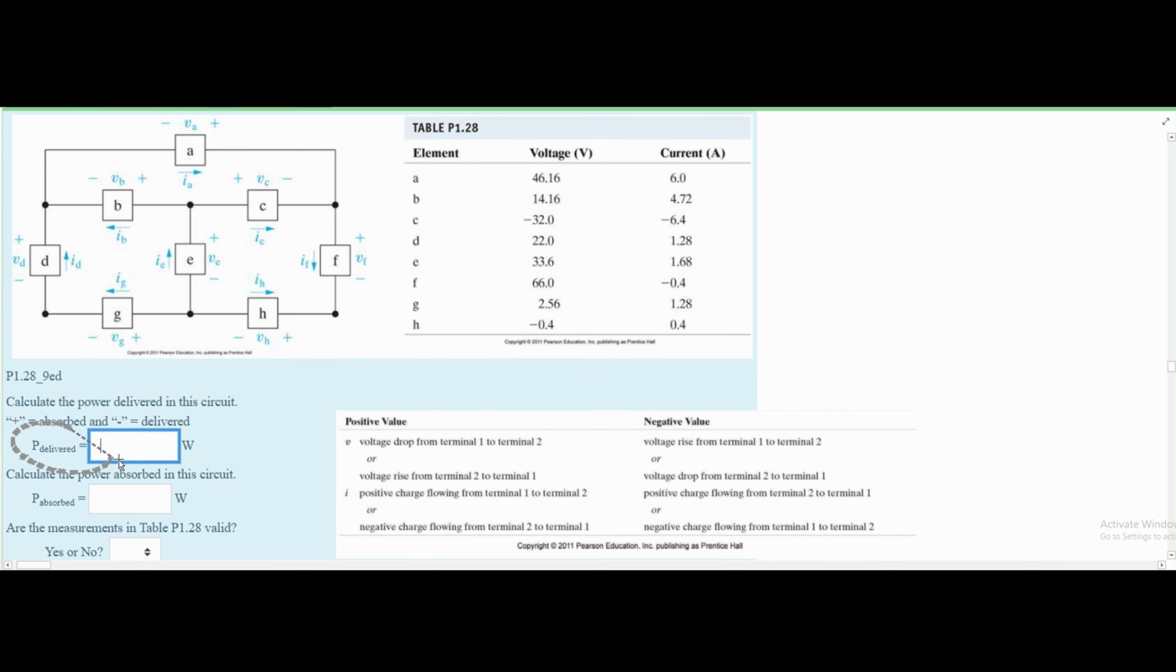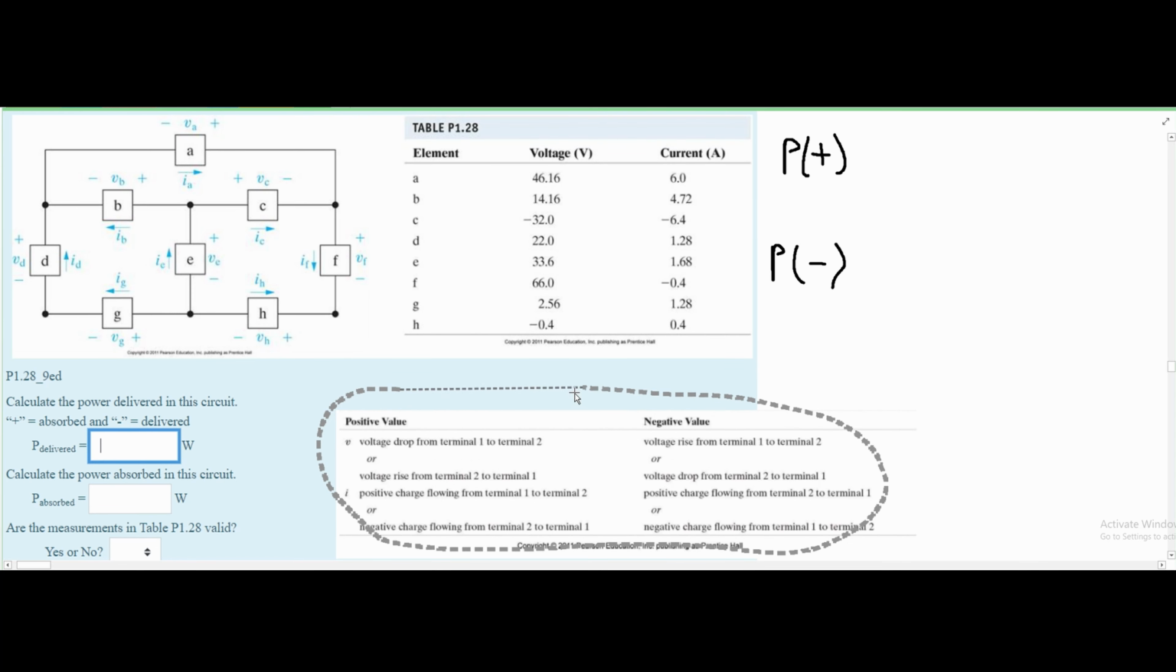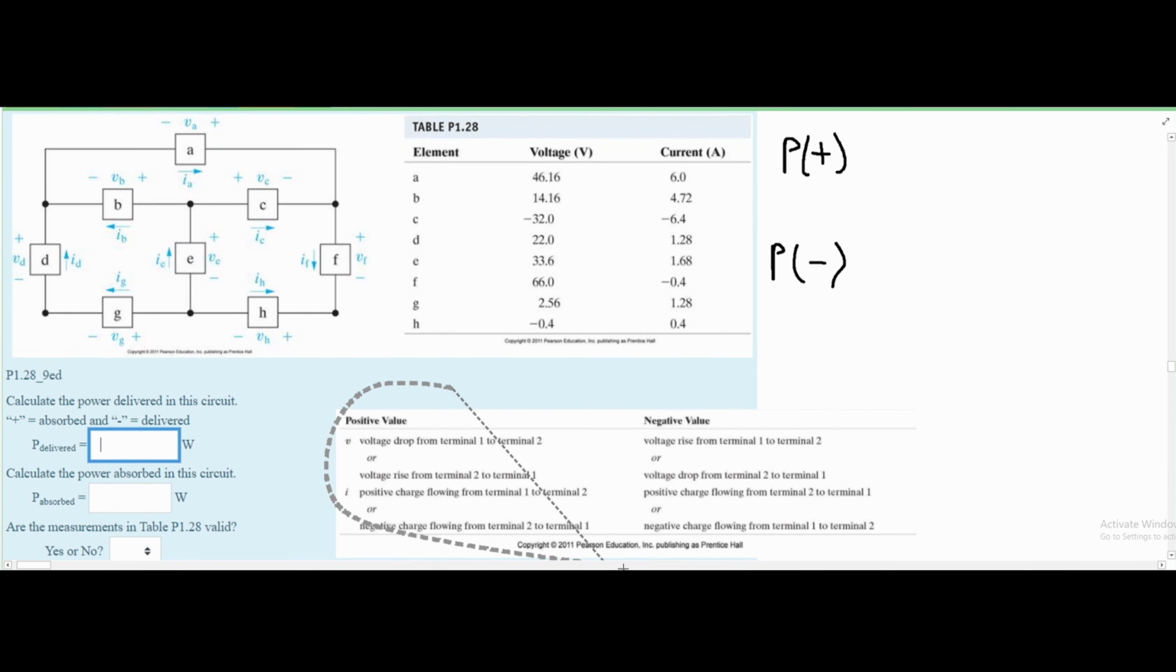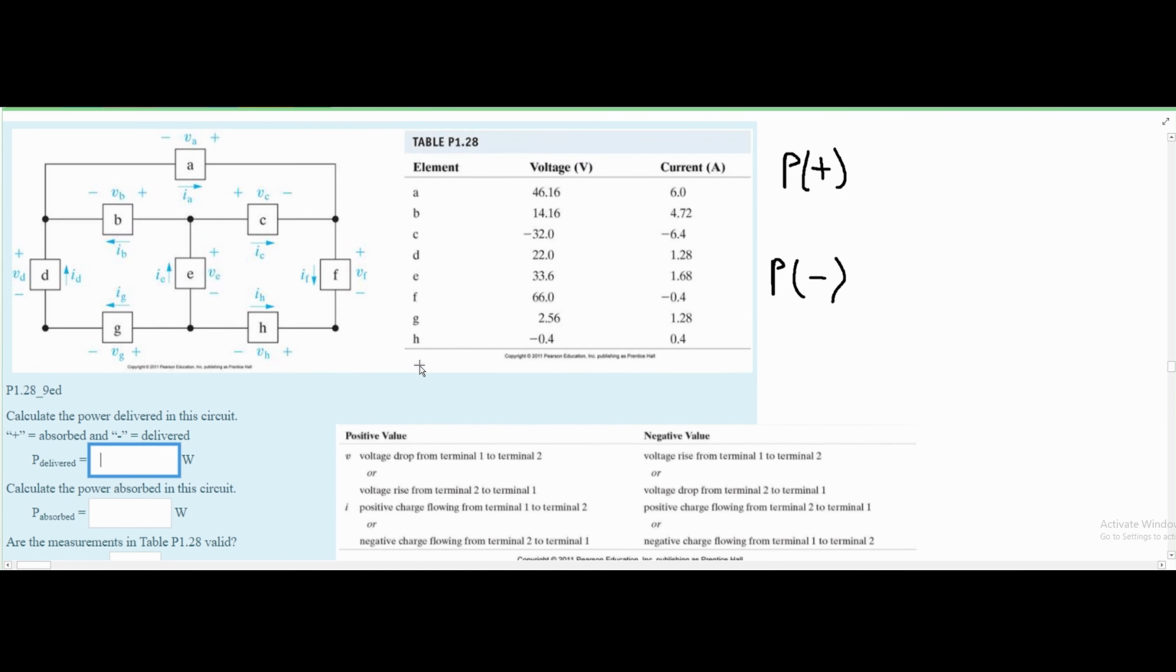We have our P delivered and our P absorbed. P absorbed is represented as a P with a plus in parentheses like this. And then P delivered will be a P and then a negative sign inside of parentheses like this. We have to analyze each individual circuit and see if it is a positive value or if it's a negative value. These are the indicators for positivity and negativity. This indicates if it's going to be an absorption or a delivery.